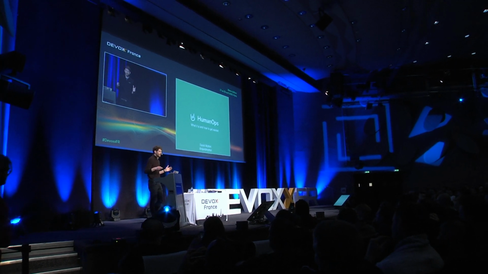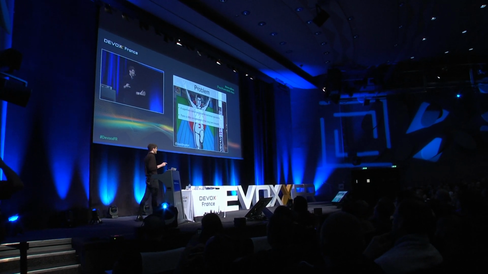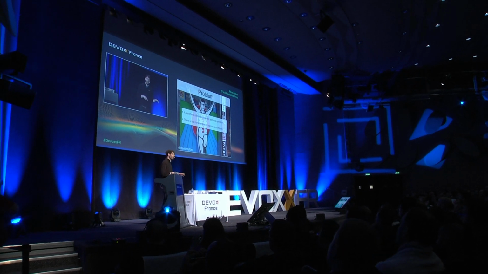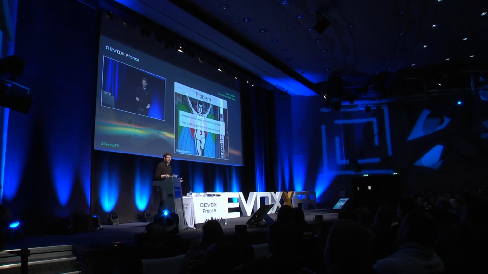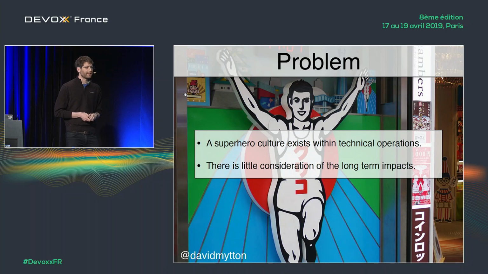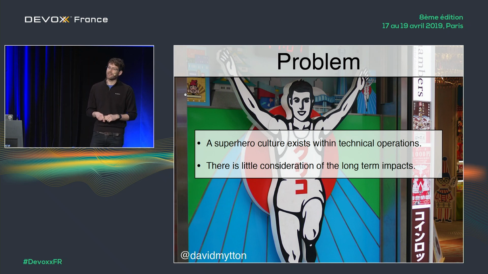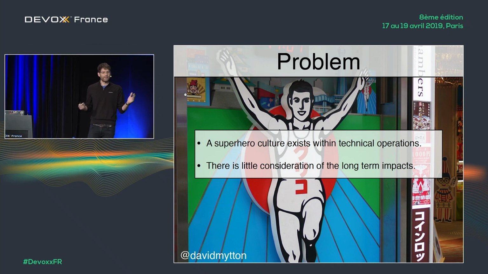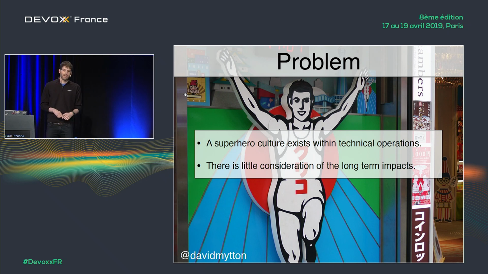The problem is that within the technical community that we have, there is very little consideration of the long-term impacts of this kind of event. Being woken up, it's not very nice. If it's at 1 a.m., maybe you get to go back to bed and get a few hours of sleep. But there's often this kind of idea of technical operations, DevOps, sysadmins being superheroes. That's considered to be a good thing.